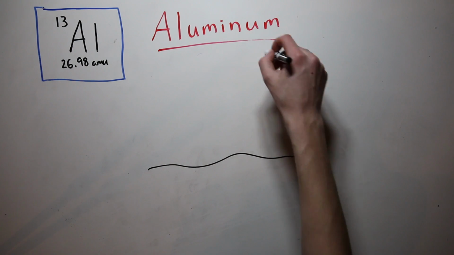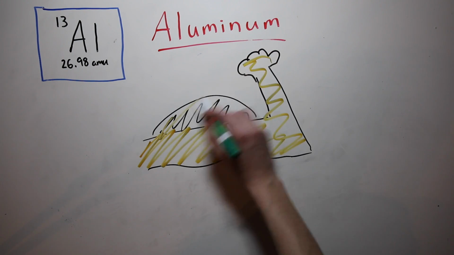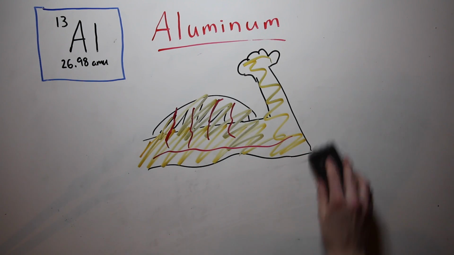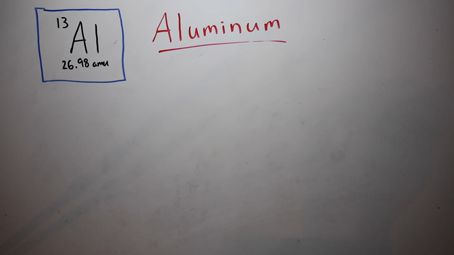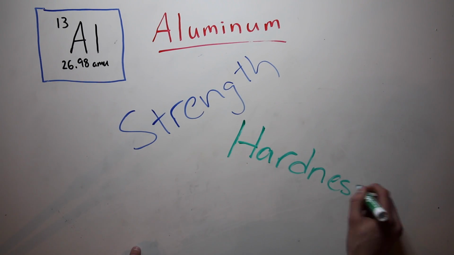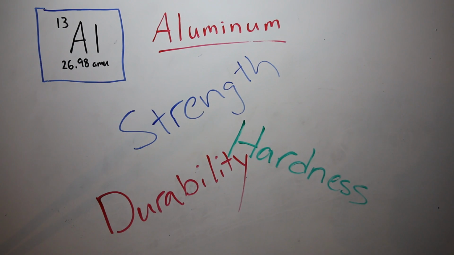Aluminum can be reacted with hydrochloric acid or sodium hydroxide to produce hydrogen gas. Most of the time, aluminum is alloyed simply because it increases strength, hardness, and durability of the metal.